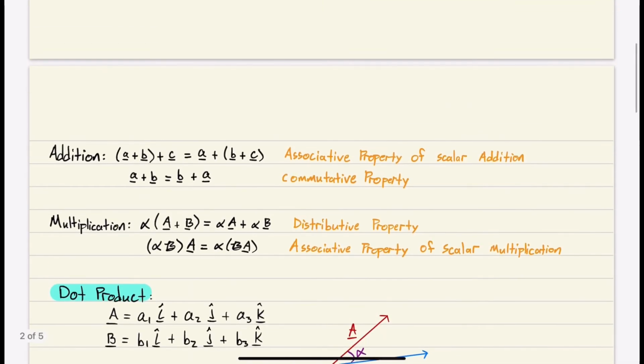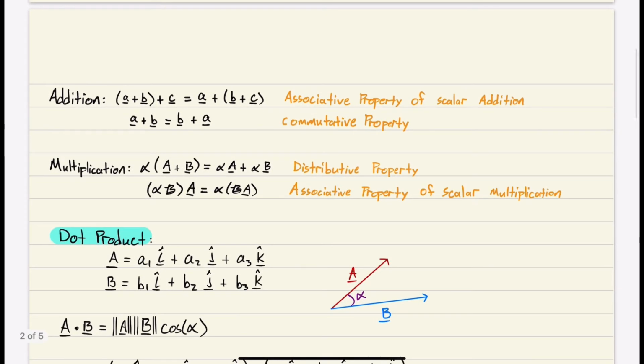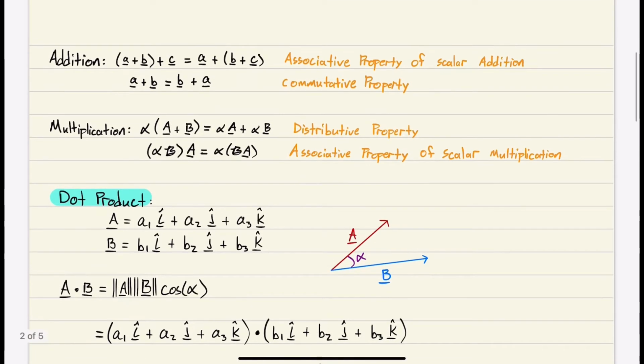All right, we have a couple properties for vectors. We have this associative property of addition, and that pretty much means that it doesn't matter how you group them. I can do A plus B first and then add C, or I can do B plus C first. It doesn't matter how you group them and add them. The commutative property means that you can swap the order of how you add the vectors, and it doesn't matter.